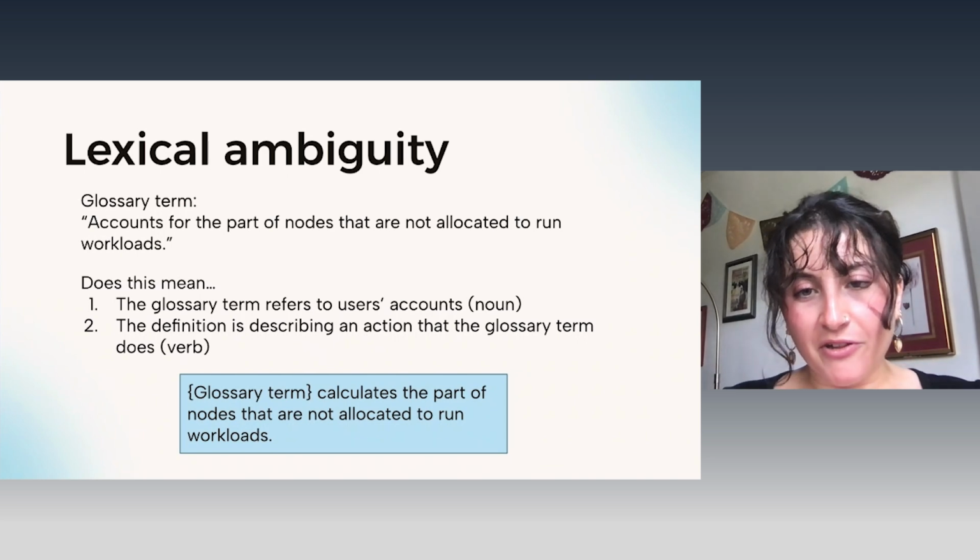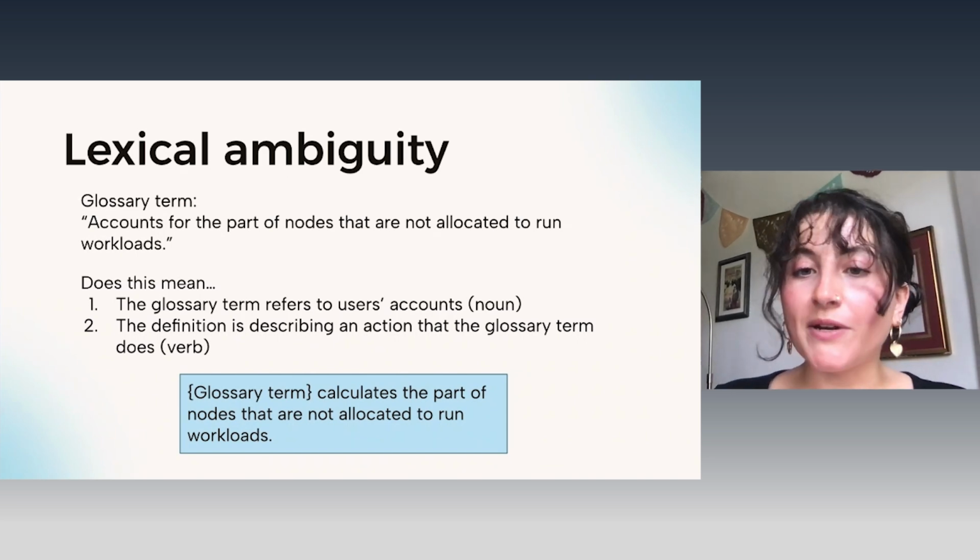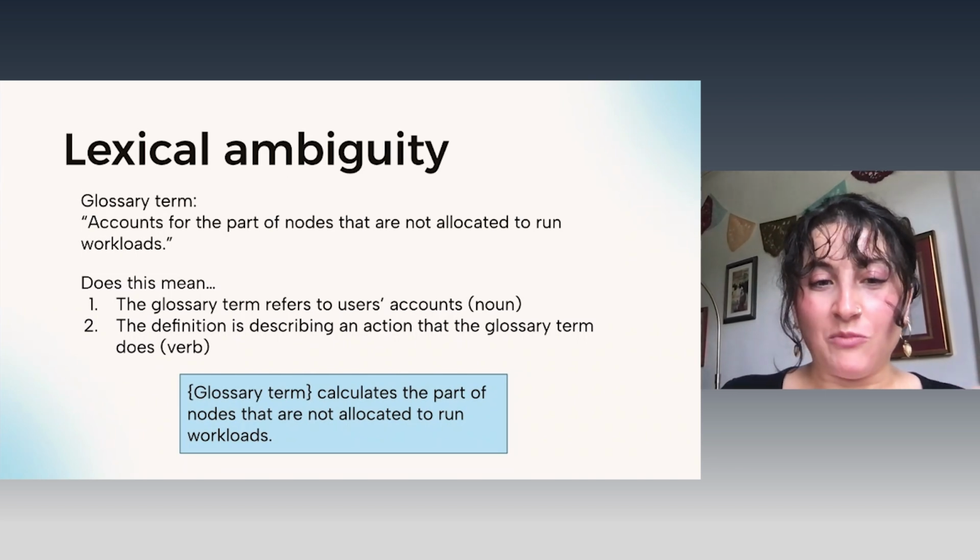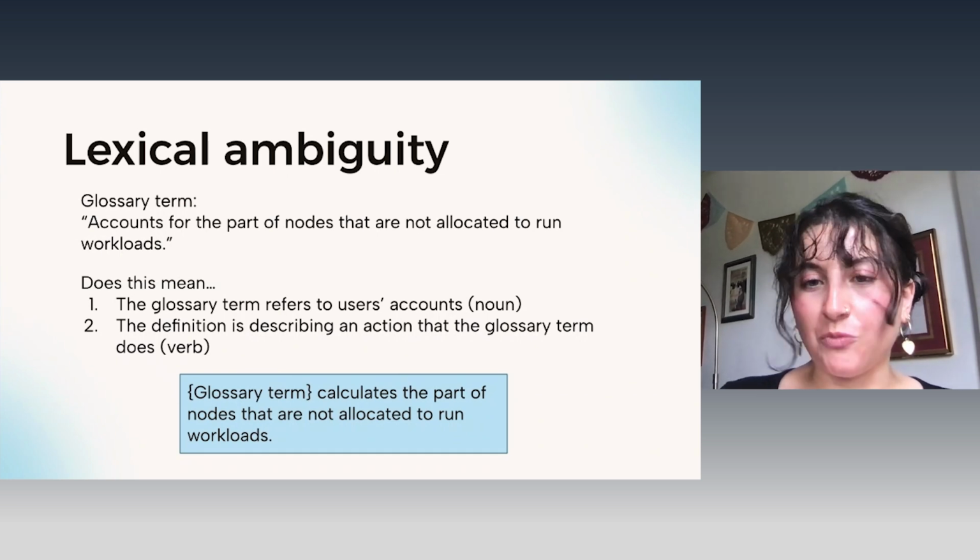That would cover the second option here on this slide. And maybe you don't love the word calculates, maybe I could have picked a better one, but my point here is we wanted to disambiguate between noun and verb. So there's different ways you could do that.